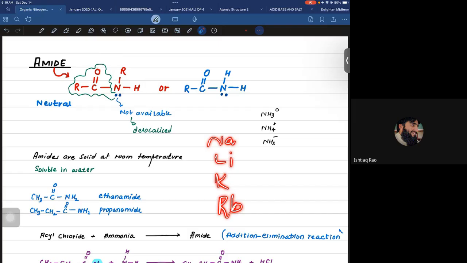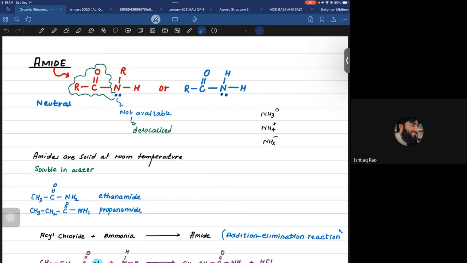But the lone pair here is delocalized like this, so it's not available. If the amide is not going to give its lone pair to someone else, how can I say that this is a base? If this is a base, it has to give its lone pair. It's mandatory. It has to give an electron pair.